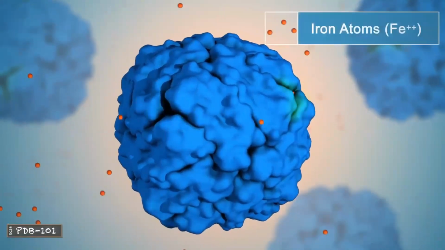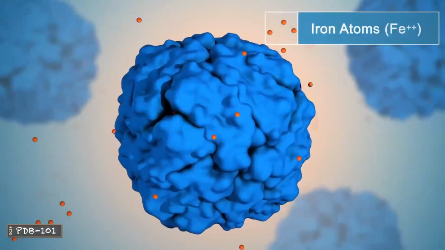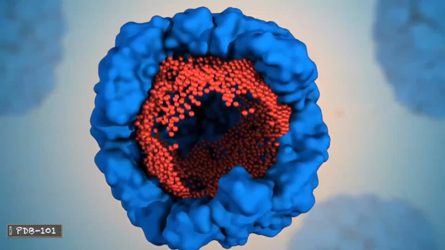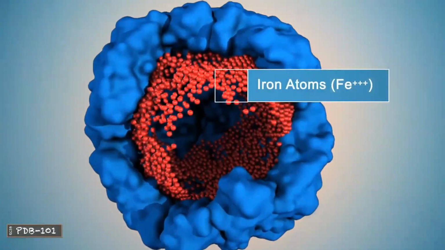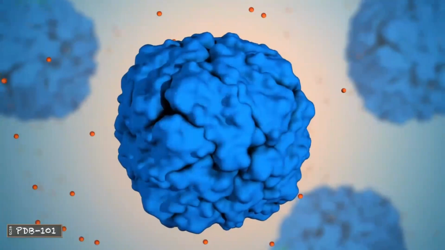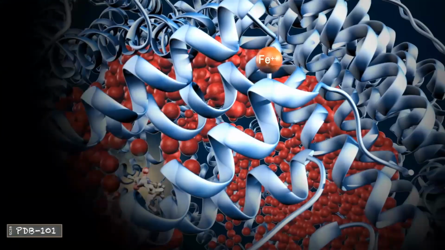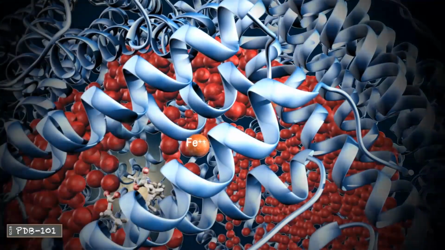Ferritin is a spherical protein with channels that allow iron atoms to enter and exit depending upon an organism's needs. On the inside, ferritin forms a hollow space with iron atoms attached to the inner wall. Ferritin stores iron in a non-toxic form.